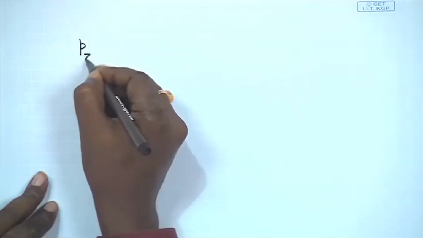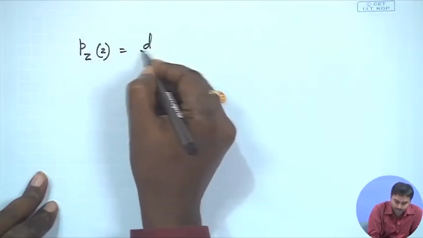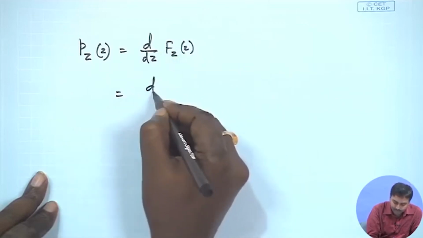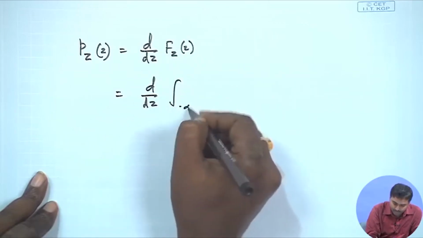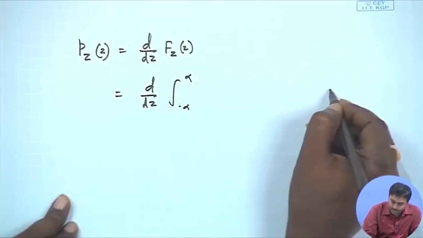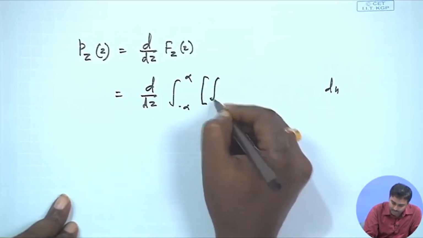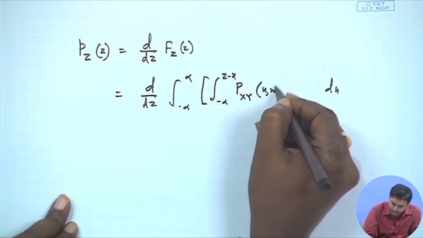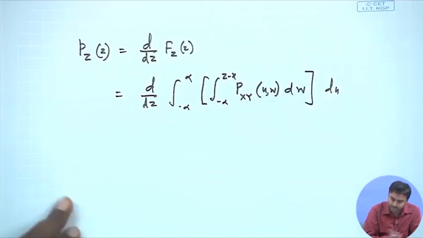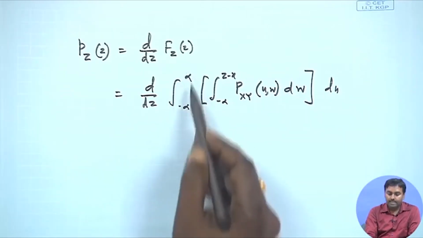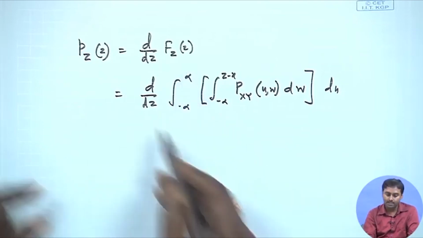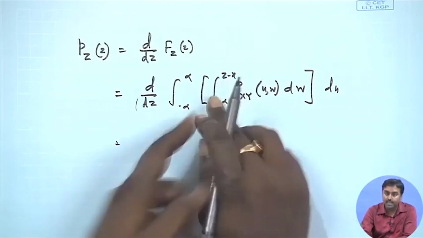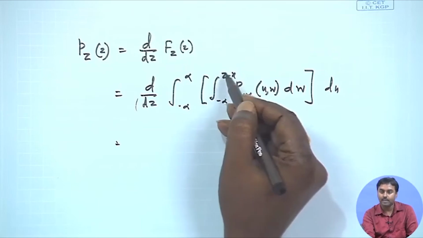So, p_Z(z), I know that is nothing but d/dz of F_Z(z), which is nothing but d/dz of the integration from minus infinity to plus infinity, I have du, and inside I have the integration from minus infinity to z minus x of p_XY(u, w) dw, right. Now, this integration limit has no z, so I can take this differentiation inside, no problem in that, only inside of this I will not be able to take, because the limit already has z.